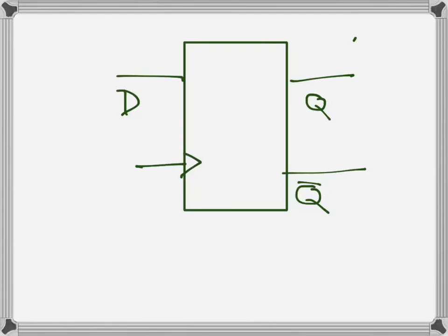I want to talk about setup time and hold time for a flip-flop. I will use a D flip-flop for the example, though it applies to other flip-flops as well. This is a D flip-flop with the D input, the Q output, and the clock signal here. Setup time and hold time are related. These two are the timing constants of a flip-flop, and they are related to the clock edge.